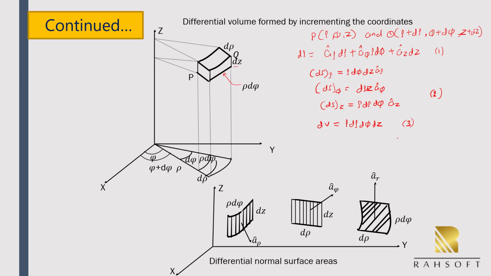So the differential normal surface areas in cylindrical coordinates are given as, you can see here, this surface area is rho d phi dz, and this is unit vector a rho, normal to that surface. Differential area dz d rho is normal to that surface, unit vector a phi, and surface area d rho rho d phi is normal to that surface, unit vector az. So these are the differential surfaces, volumes and incremental length in case of cylindrical coordinate system.